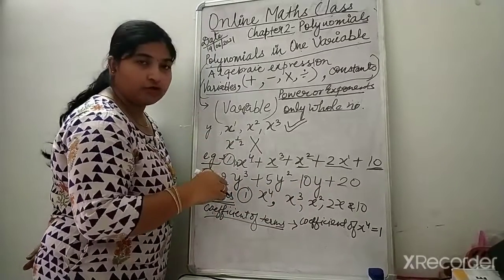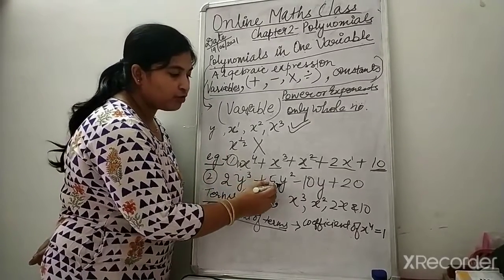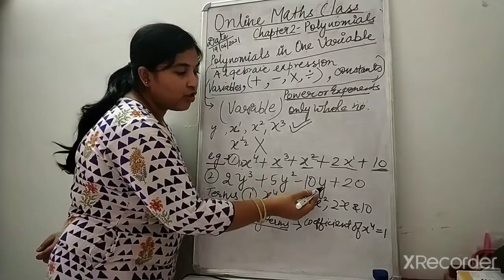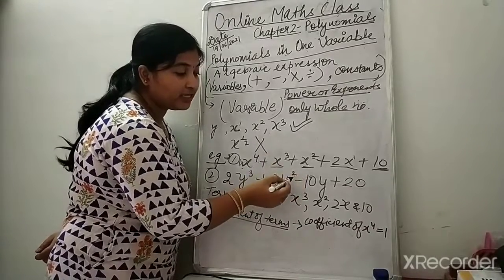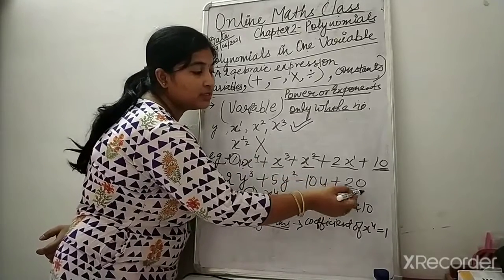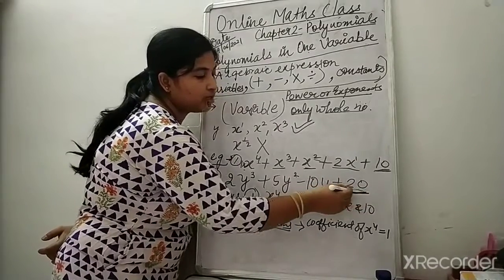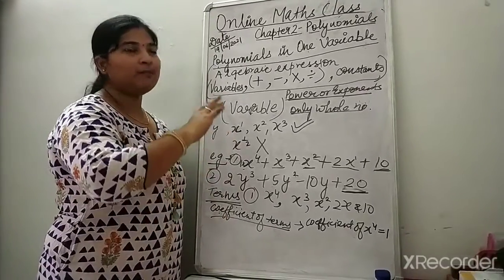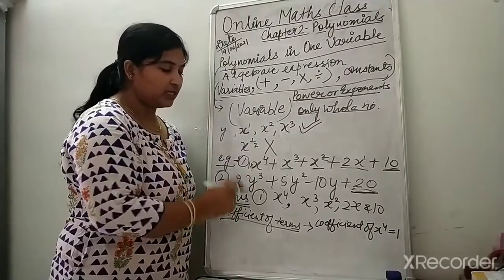If I'm asking what are the coefficients of the terms, you will say the coefficient of x cube is 2, the coefficient of y square is 5. The coefficient of y is, now you have to see the sign also. Here 10 is negative, so you have to write minus 10. And the constant term is the last term, which has no variable. This is known as the constant term. So here the constant term is 20. So beta, this is a complete picture of a polynomial, that is how you have to see a polynomial, its terms and its coefficients.